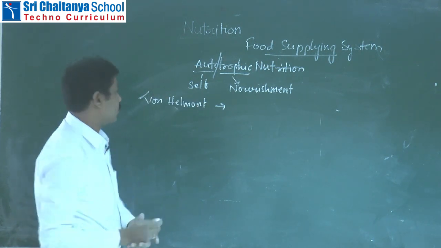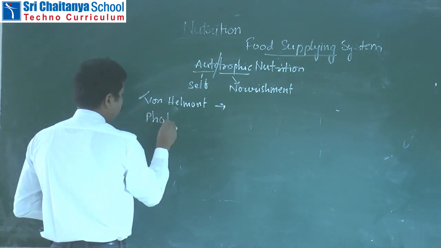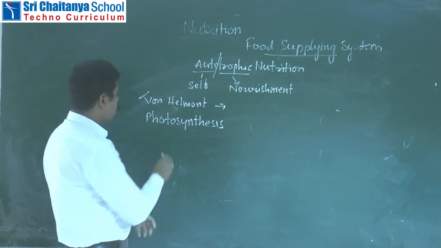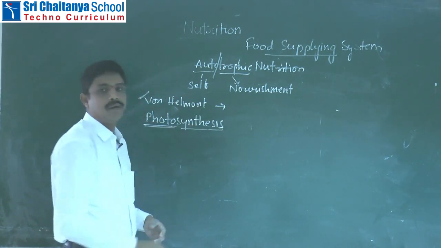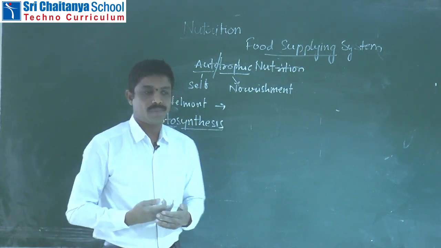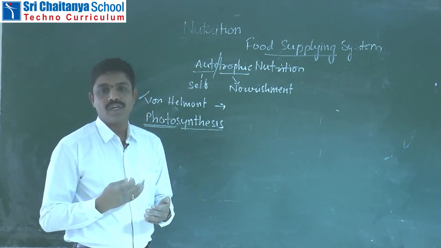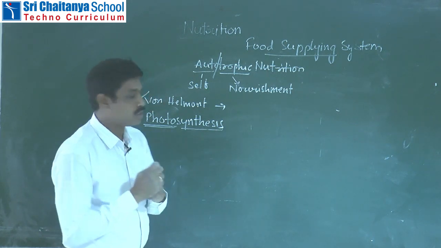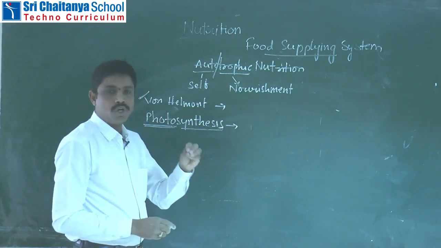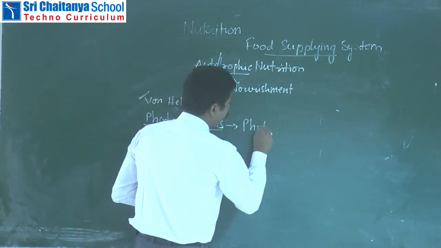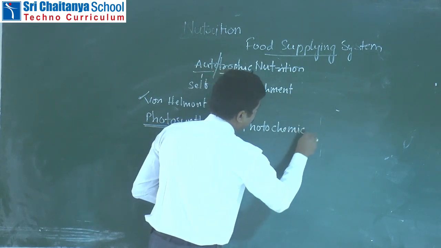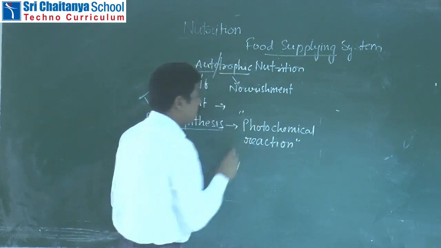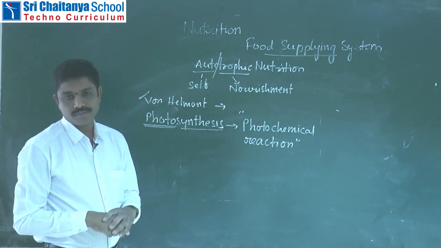By which process? Photosynthesis. Photo means light, synthesis means prepare. By using the solar energy, they convert simple inorganic molecules into complex organic molecules. Photosynthesis is a photochemical reaction during which carbohydrates are synthesized.